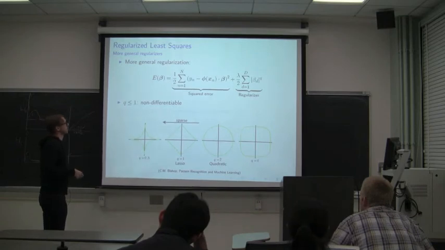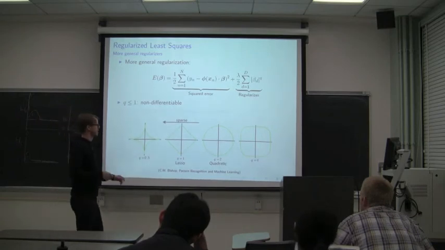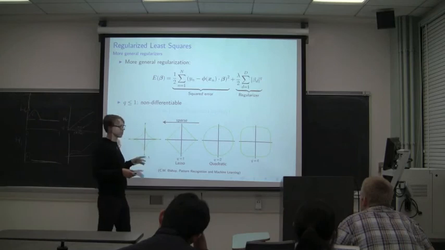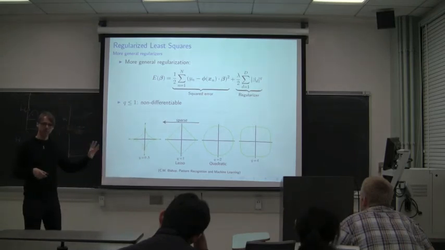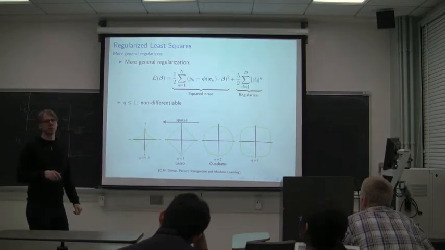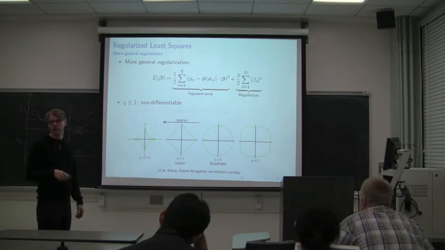The problem is when we use something that has edges here, then this function becomes non-differentiable. But as long as this q is larger than 1, we can still find an optimum. It just means that we have to be a little bit tricky and use some specialized optimizers.